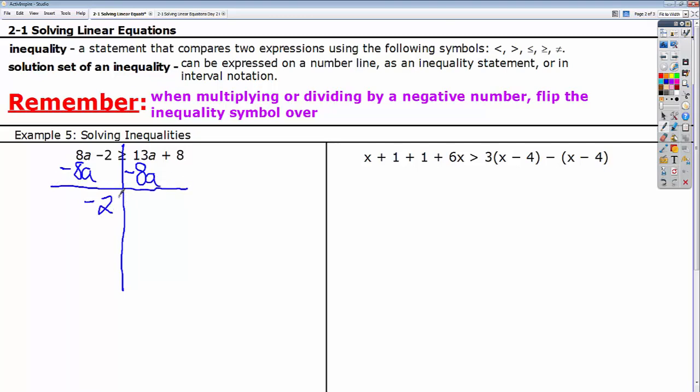Negative 2 greater than or equal to 5a plus 8. Then we move our constants over to the other side, so I'm going to subtract 8. Negative 10 greater than or equal to 5a, and then I'm going to divide by 5.